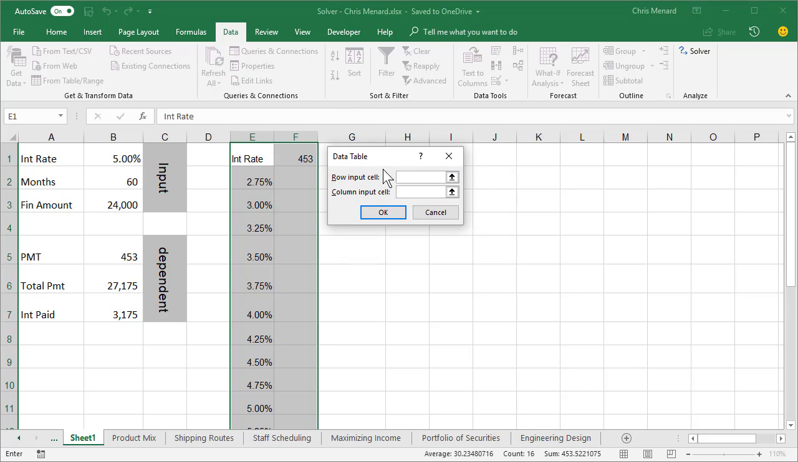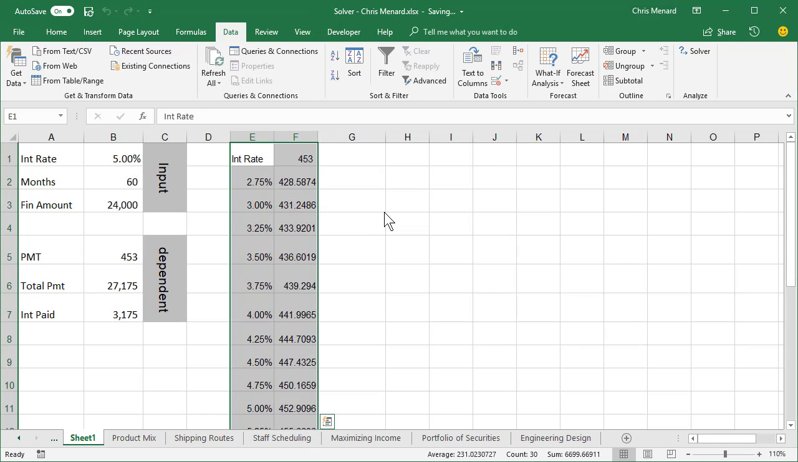I've got two options, column and row. Notice they both say input, which means it's going to be one of these numbers over here. I'm running down column E with those percentages, so it's going to be column input B1. Watch what happens when I click OK. That is my monthly car note for those different interest rates.